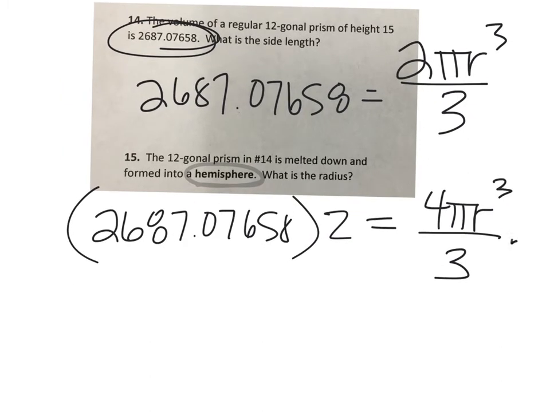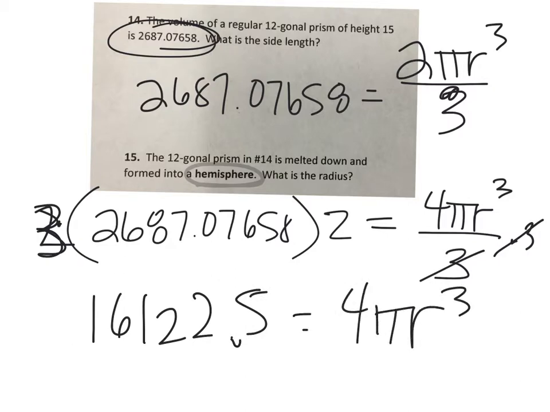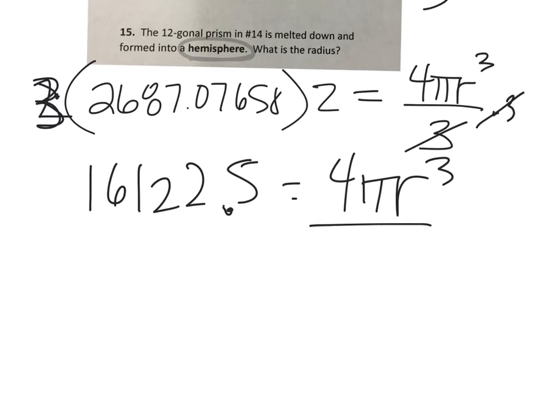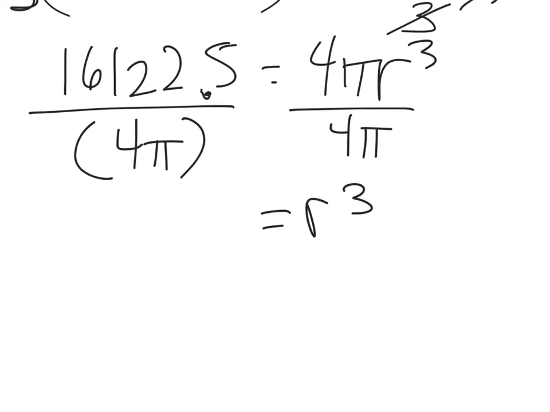We'll pick up and we'll multiply by 3. So we're going to end up timesing this by 6. Sorry, that's a 3. Which one is the hemisphere one? 2? So that gives me 16,122.5 equals 4 pi r cubed. Okay, and then I'm going to divide both sides by 4 pi, and in my calculator, I make sure to parenthesize so that my calculator knows I'm dividing by a product rather than just a 4 and then timesing it.